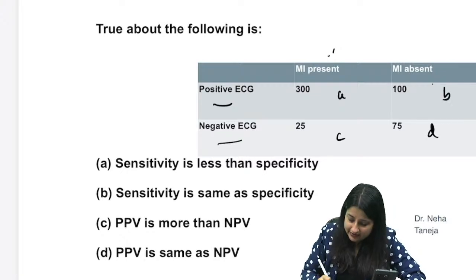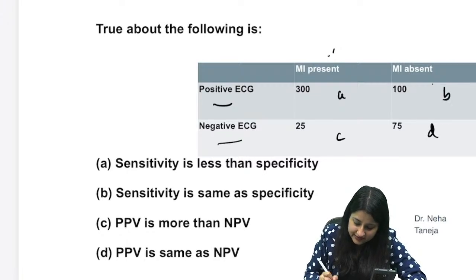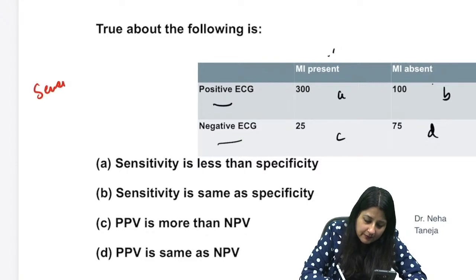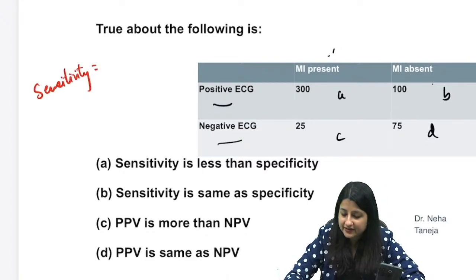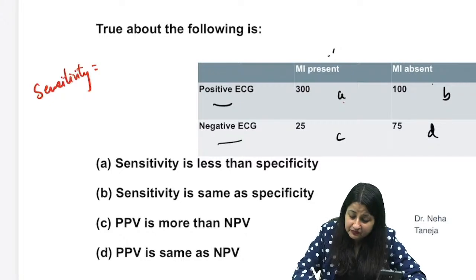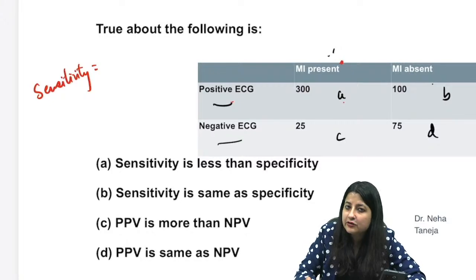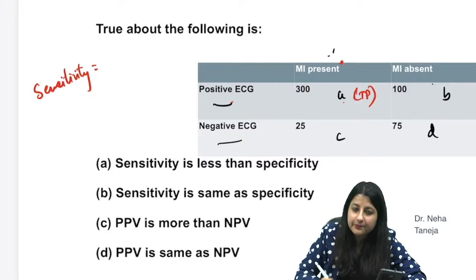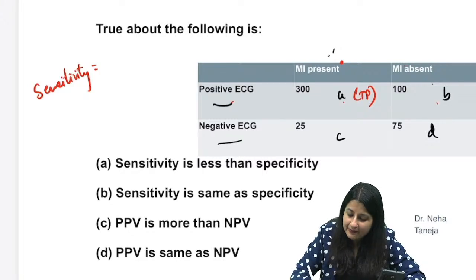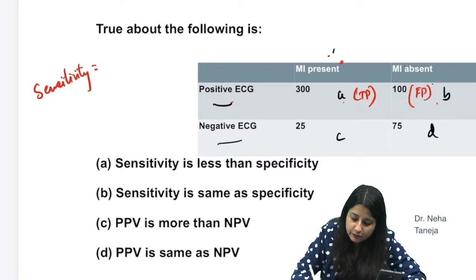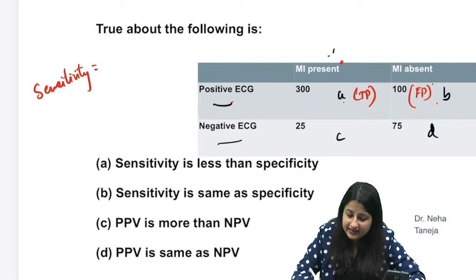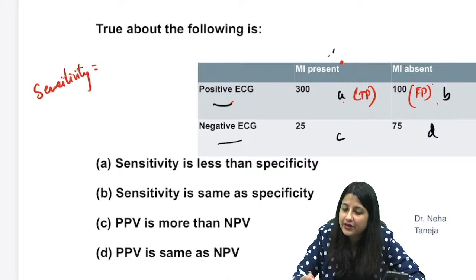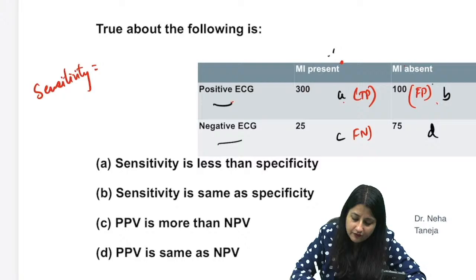Okay, now we'll quickly revise. What is the formula for sensitivity, guys? Ability to identify correctly all those who have the disease. So, now what is A? MI is present and ECG came positive. So, this is TP. Now, what is B? MI is not present but ECG came positive. This is what? False positive. Now, what is C? MI is present but ECG came negative. So, what is this? False negative.